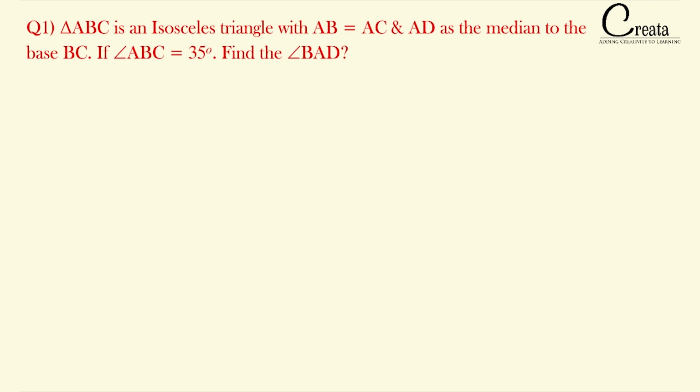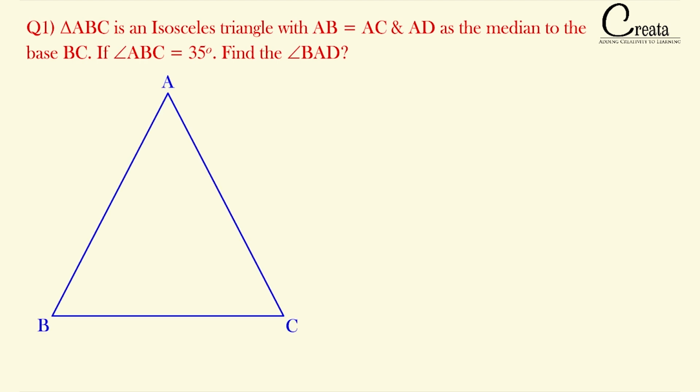So first of all, our first step is that we will observe and visualize the question. In the question, a triangle ABC is given, which is an isosceles triangle. We know an isosceles triangle is a triangle which has two sides equal to each other. So triangle ABC is an isosceles triangle, and it is also given that AB and AC are the two sides which are equal.